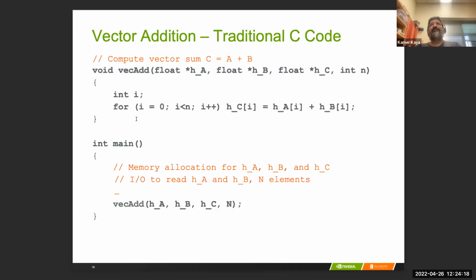So this is still CPU code. You are probably familiar with pointers. So this is an address in the memory. This is an address in the memory. This is an address in the memory. And this represents the first vector. This represents the start of the first vector, start of the second vector, start of the output vector, and then the number of elements. Since all vectors are equal sized, we have one N here. And this is the code you write, okay?